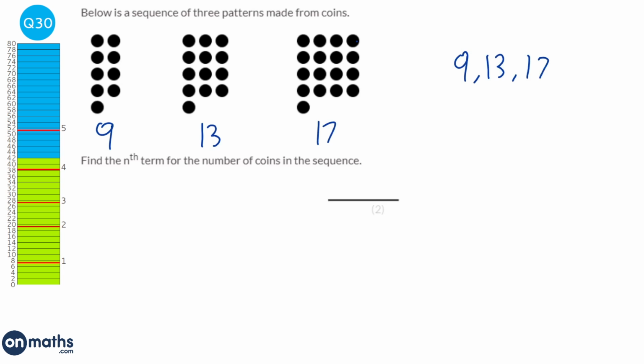And we're going to see what it's going up in. So we're adding 4 each time. And that means our sequence will involve 4n. And then what we do is we go backwards 1 to find the 0th term. So we're going to take away 1. So 9 take away 1 is 5. So the 0th term is 5. And the 0th term just tells us what to add on to the 4n. So 4n plus 5 will be our answer.